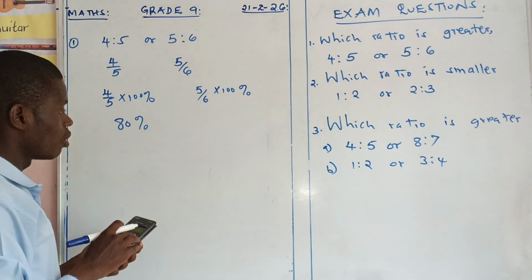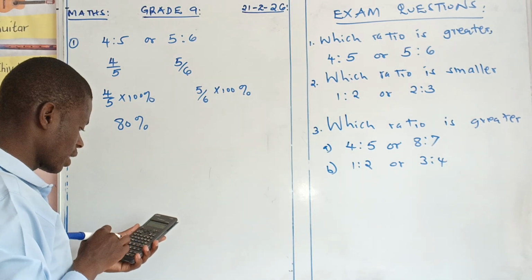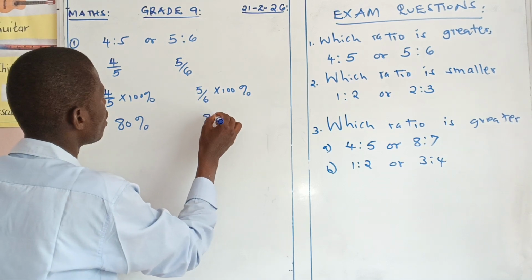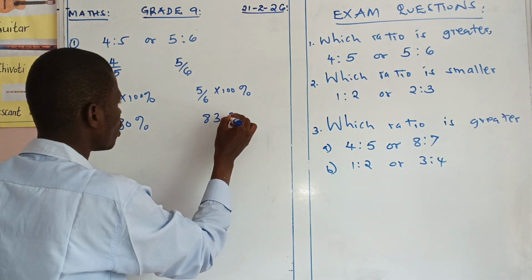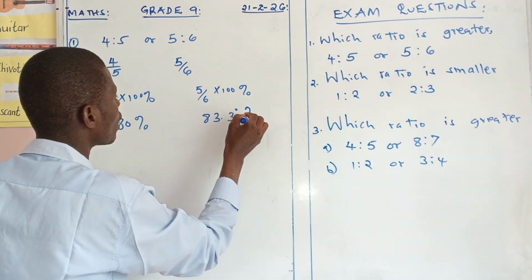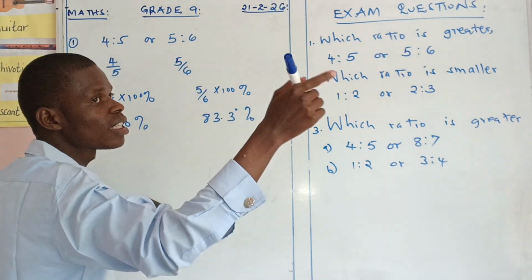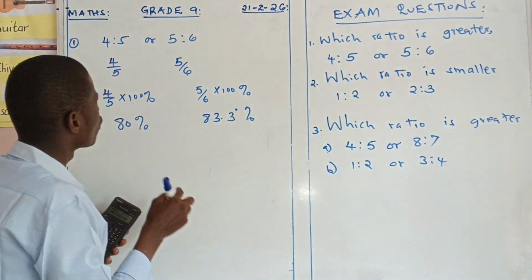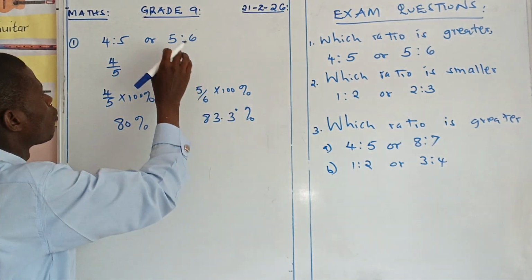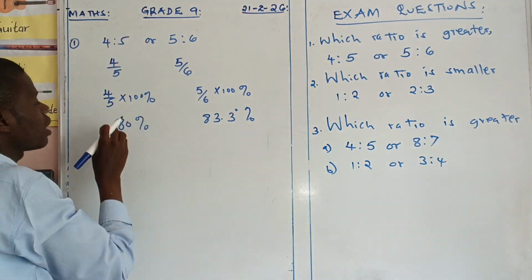Then here, what do you have? We have 5 over 6 times 100. This one is giving me 83.3 recurring percent. I don't need to bother whether it is recurring or not. 5 over 6 is 83.3%. 4 over 5 is 80%.